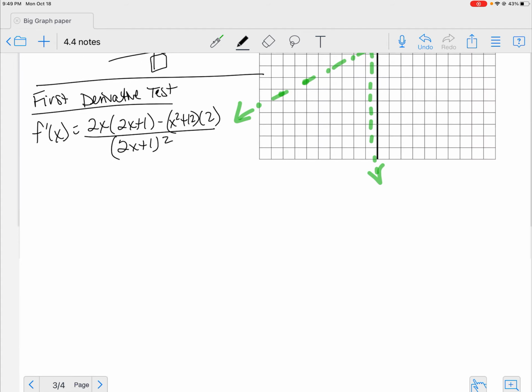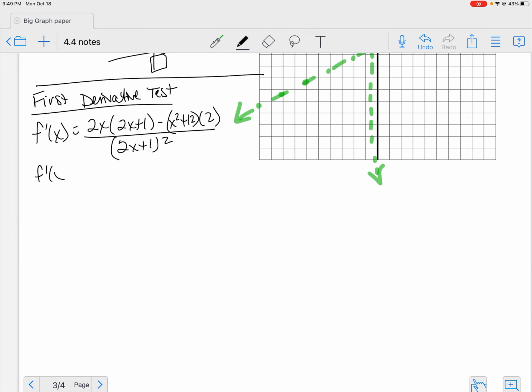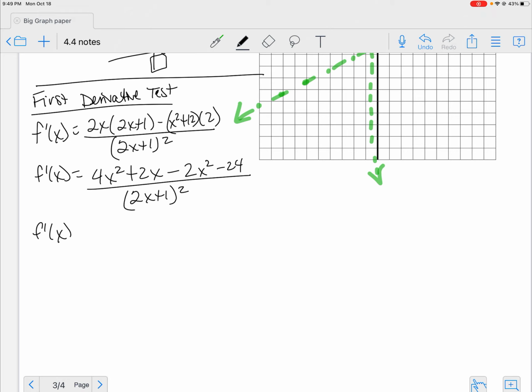Okay, I'm going to scoot this up a little bit. Distribute that. F prime of x is now equal to a 4x squared plus 2x. I'm going to distribute a -2. So I've got a -2x squared minus 24 all over my denominator squared. 2x squared plus 2x minus 24 over that 2x plus 1 squared.